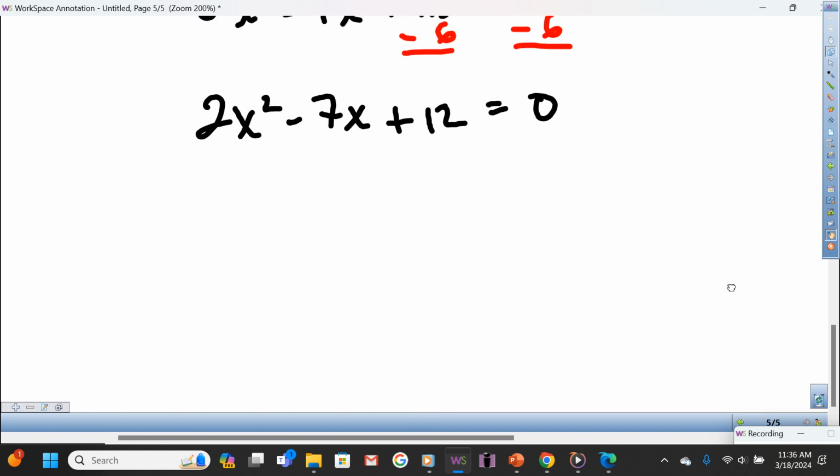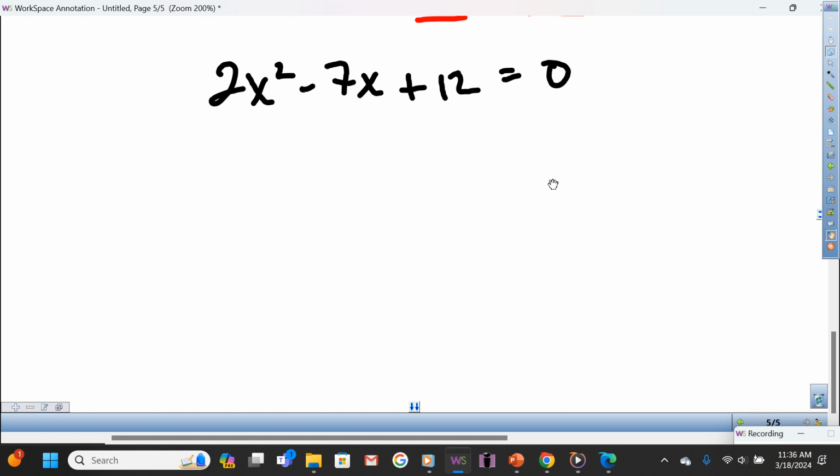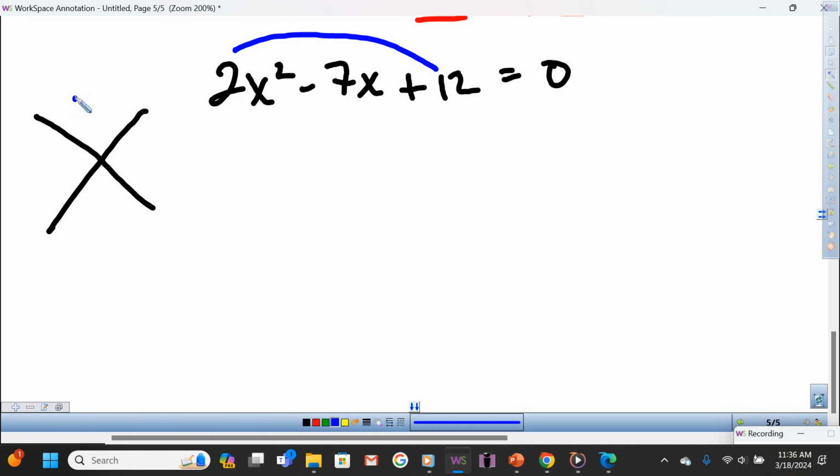All right. Last but not least, look at it. Power Rangers, what do you guys think? Let's try it. Tell your neighbor what number goes on top. What number goes on top? I heard 24. Yes, 2 times 12 is 24. And underneath we got negative 7. What 2 numbers multiply to give me 24 that when you add them give us negative 7?